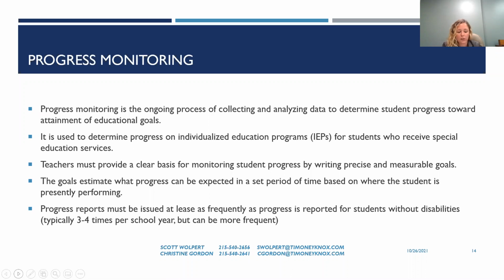And then the school is required to issue an IEP progress report, which should provide detailed information about your child's progress. Under the law, you should receive IEP progress reports at least as often as students without disabilities receive their report card. So typically it's going to be 3 to 4 times per school year, but the IEP team can always agree in the IEP to report progress on goals more often. We see that a lot of times with behaviors.